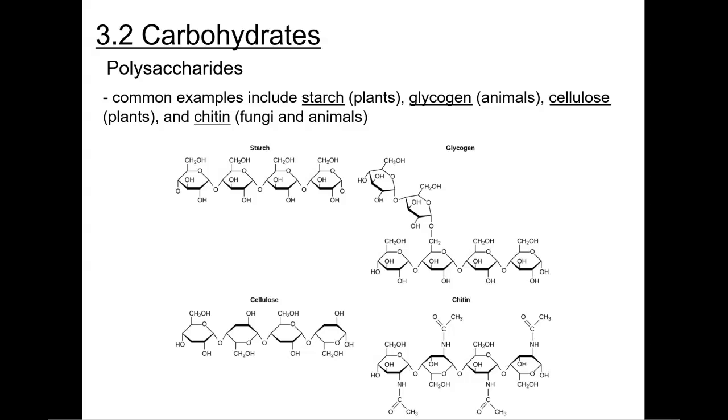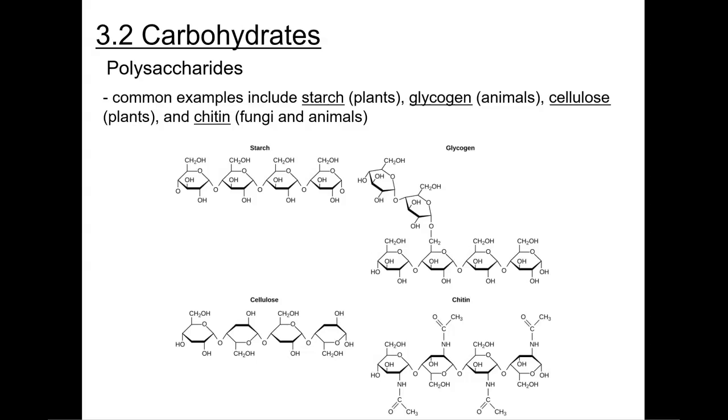Now, cellulose in plants cannot be broken down by humans. It can be broken down by some animals because they continue to chew, and they have bacteria in their systems which help them break it down. But humans cannot break down cellulose, and we also cannot break down chitin. Chitin is a carbohydrate found in things such as fungi, and also found in some animals that have an exoskeleton, so we cannot break that down. So cellulose and chitin are indigestible carbohydrates for us.